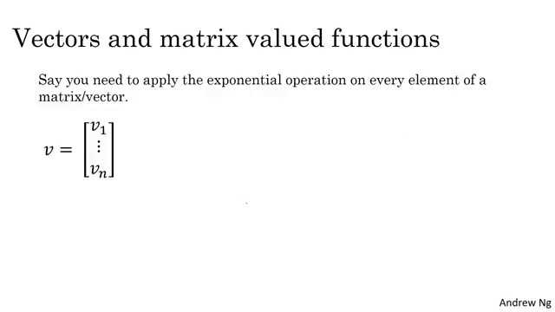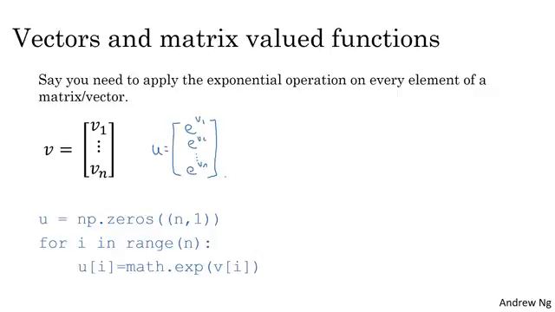Let's say you already have a vector v in memory and you want to apply the exponential operation on every element of this vector v. So you compute u equals a vector that's e to the v1, e to the v2, and so on down to e to the vn. This would be a non-vectorized implementation, right? First you initialize u to a vector of zeros, and then you have a for loop that computes the elements one at a time. But it turns out that Python and NumPy have many built-in functions that allow you to compute these vectors with just a single call to a single function.